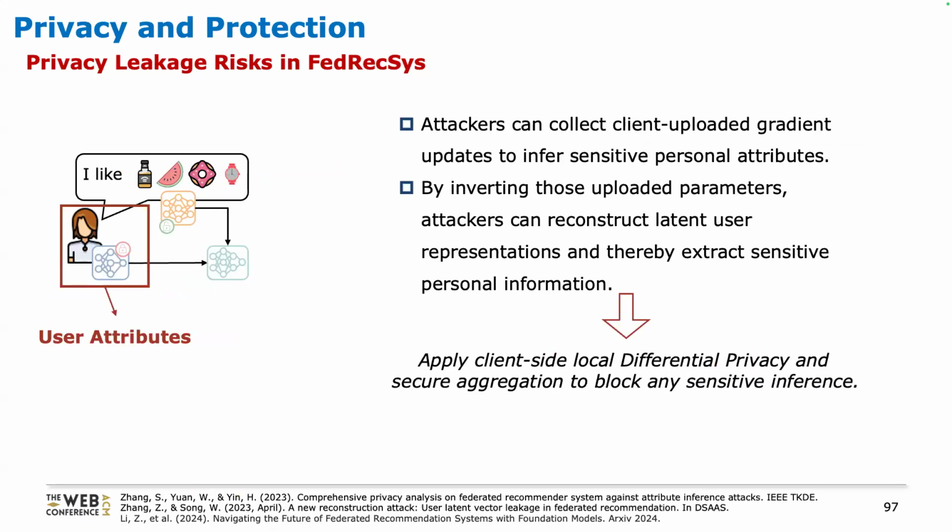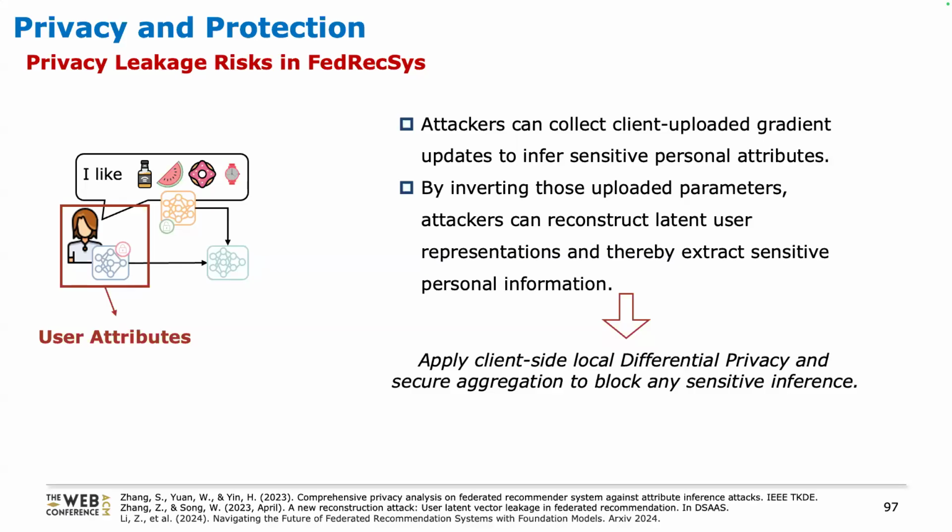Here we focus on a different threat, which is attribute inference. Attackers can collect the gradient updates you send and use them to get sensitive information about you, like age, location, or interests, simply by analyzing patterns in those updates. And it gets worse. By inverting the parameter updates, they can actually reconstruct the latent user vector and pull out personal attributes from that representation.